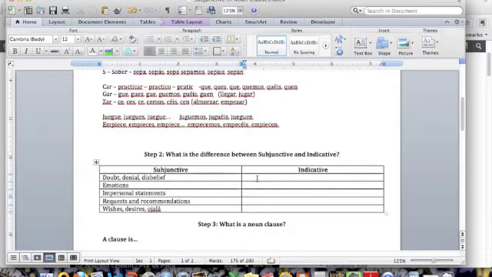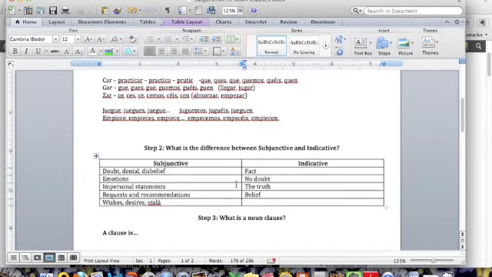When do we use the indicative? We use the indicative when we're talking about a fact, when we're talking about something where there's no doubt, talking about the truth, we're talking about a belief. These are all situations where we would use the indicative.